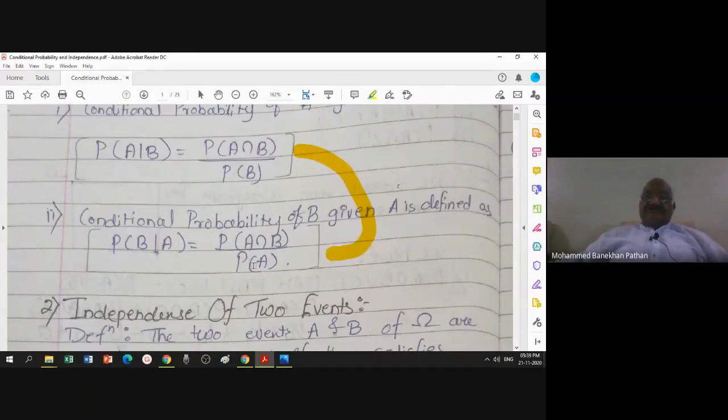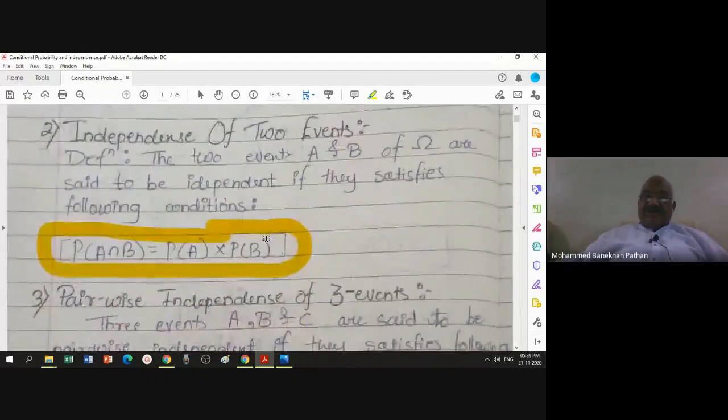Similarly here, if A and B are independent, that means what? The occurrence of B does not affect A. So the chance of getting A given B will be P(A). This denominator will be taken on the left side. So P(A) multiplied by P(B) is the probability of intersection. So under independence, conditional probability transforms into this form.